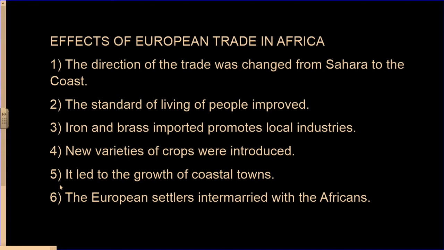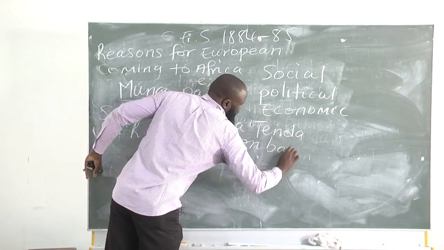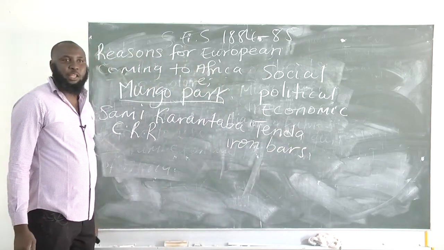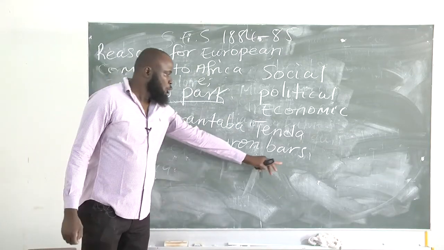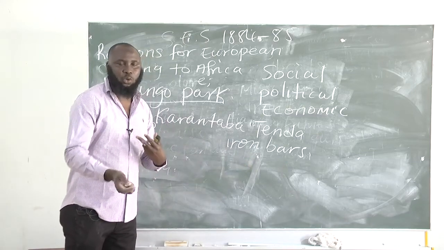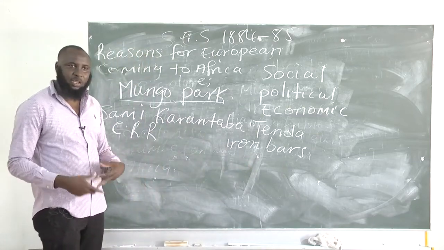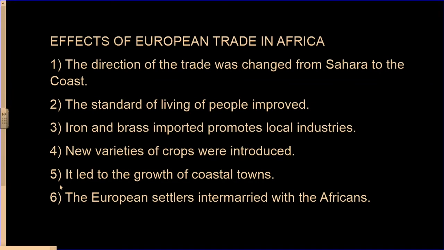Two, the standard of living of people improved. How was it improved? Because of the goods brought by the Europeans. The goods that the Europeans brought to Africa uplifted the living standard. For example, the iron bars. This was used by our local industries. Example, the smiths, the blacksmiths, to make tools out of this, which they also sell to people. So it means their living standard was uplifted.